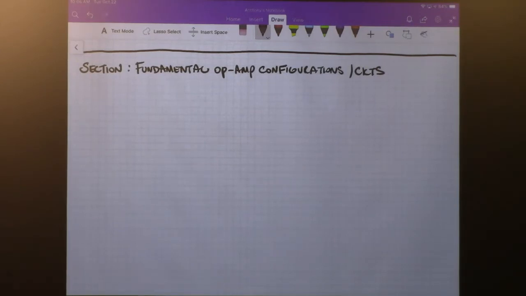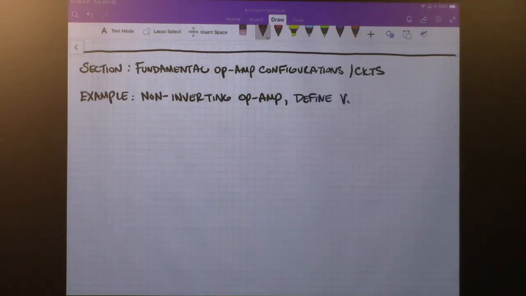So the first example is the non-inverting op-amp. And our goal is to define V out over Vs for this non-inverting op-amp. So the circuit looks like this.